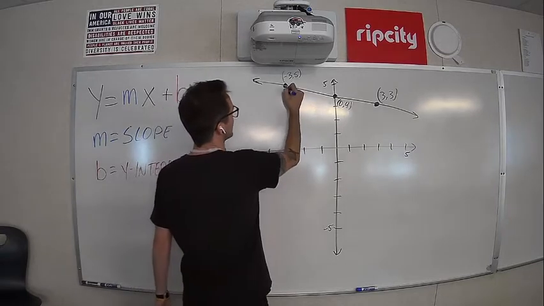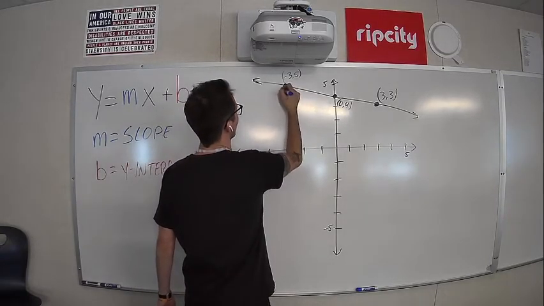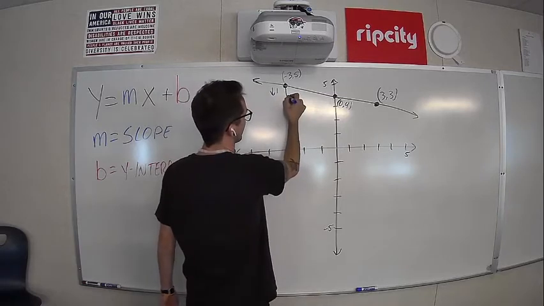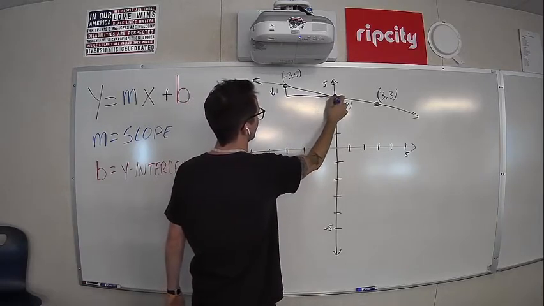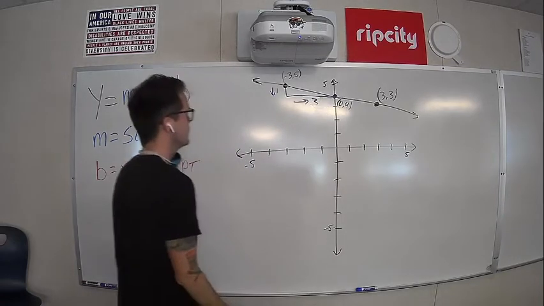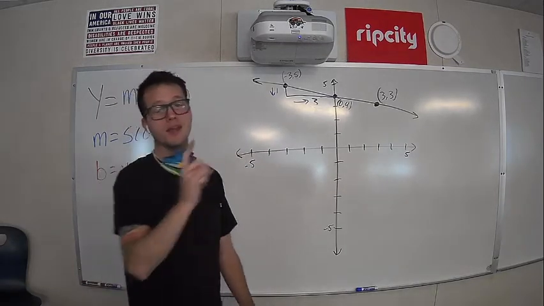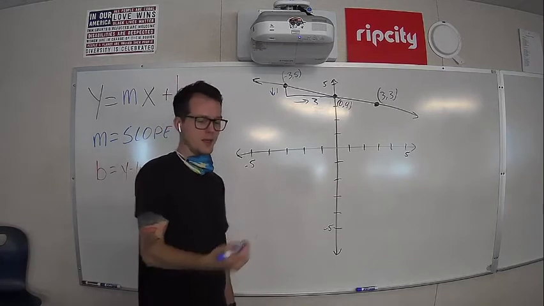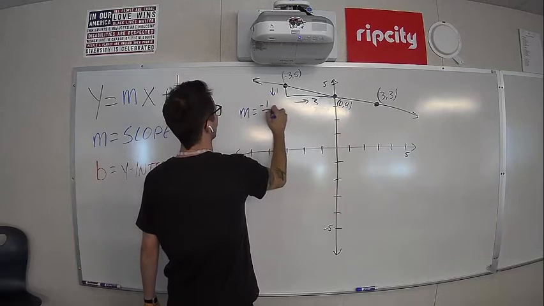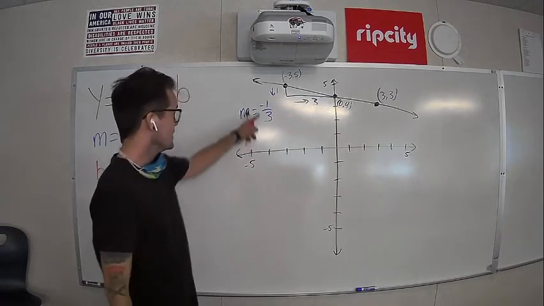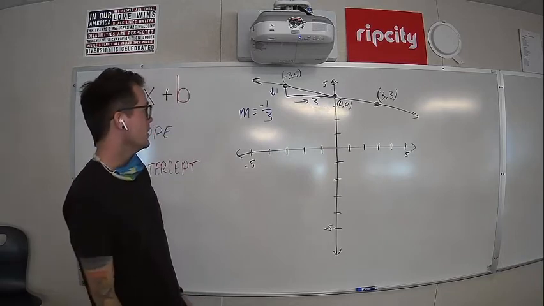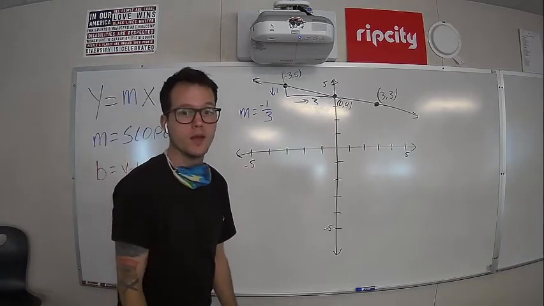So I'm going to rise. If I go here, I'm going down 1 unit. And how far am I going to run? I'm going to run 1, 2, 3 units as counted here. I ran 3 units. So if I go down 1 and I go right 3, that is a slope of -1/3. So I went down 1, but I went +3 for my denominator there. Okay, so that's going to be my slope in slope-intercept form.